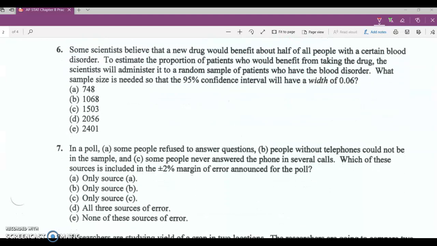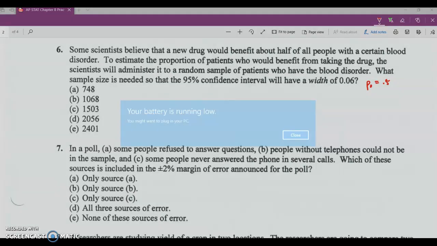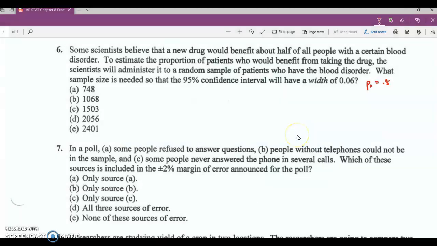Number 6, some scientists believe that a new drug would benefit about half of all of the people with a certain blood disorder. So they think that P is 0.5. To estimate the proportion of patients who would benefit from taking the drug, the scientists will administer it to a random sample of patients who have the blood disorder. What sample size is needed so that the 95% confidence interval will have a width of 0.06?